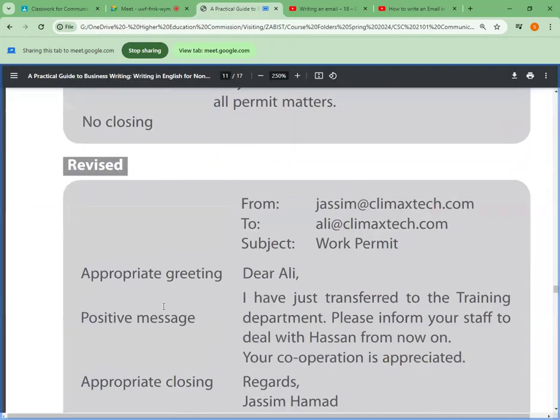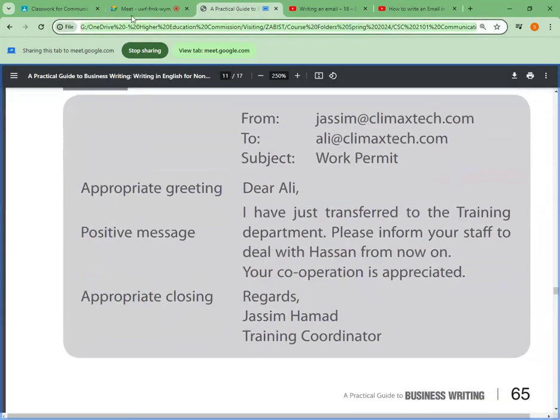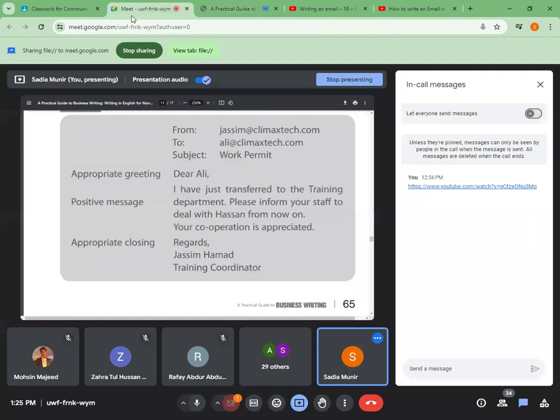Now let's look at the revised version, the better version. ठीक है. अब हमारे पास सब्जेक्ट उन्होंने ऐसे ही लिखा है, लेकिन it is a weak one. Appropriate greeting, Dear all, polite message. I have just been transferred to the training department. Please inform your respective department to deal with Hassan from now on. Your cooperation is appreciated. Regards, etc., etc. This is how you write a proper email. This is how you should be writing an appropriate email.